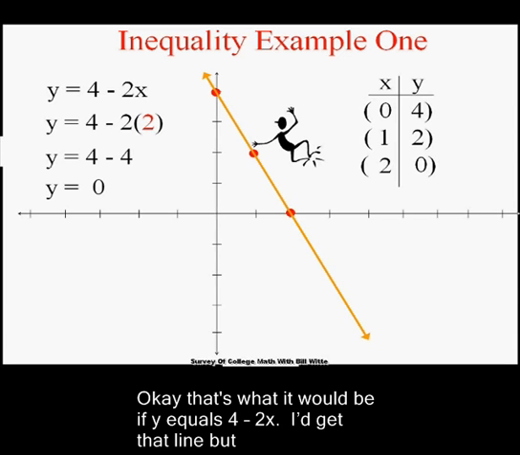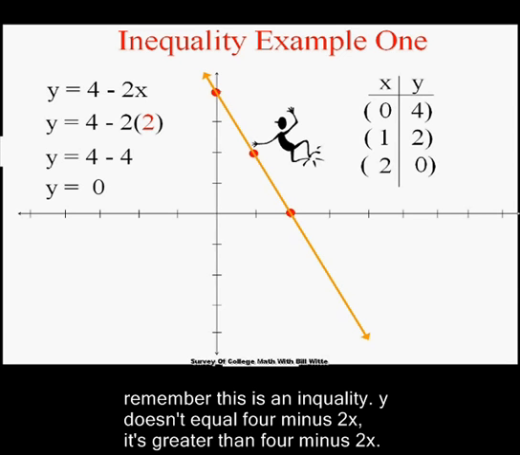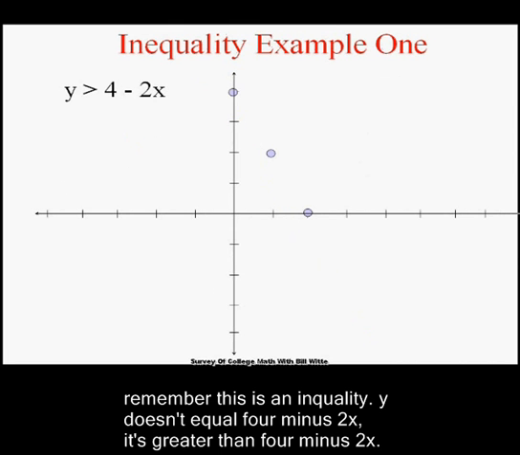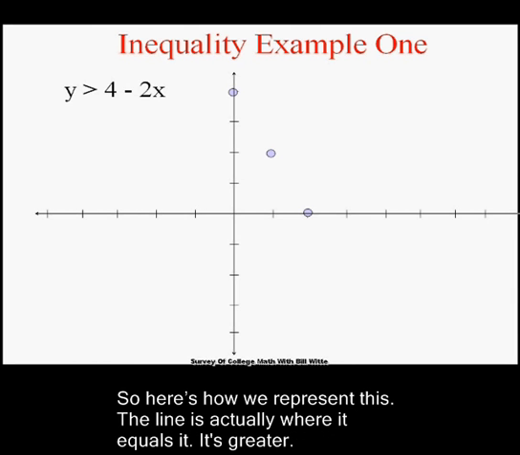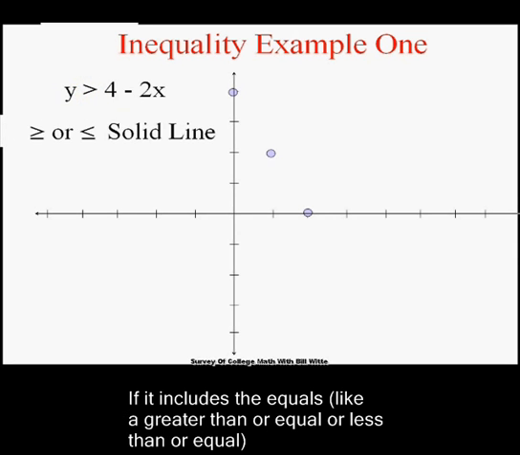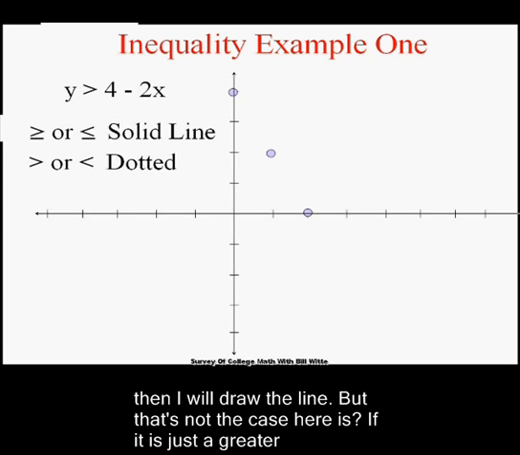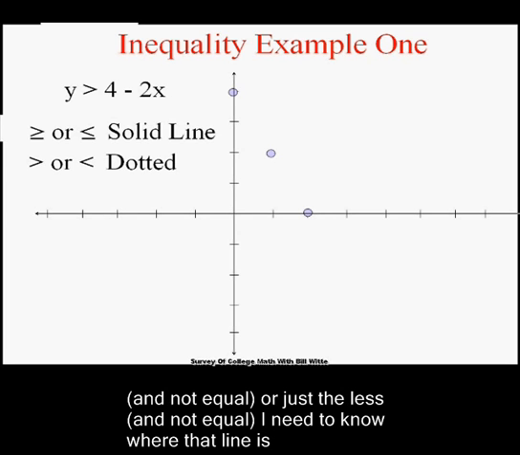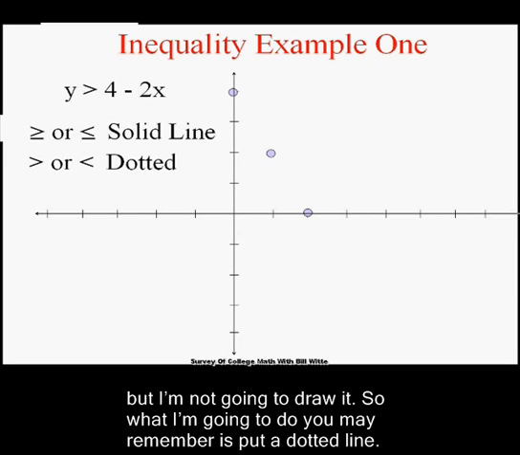I'd get that line. But remember, this is an inequality. y doesn't equal 4 minus 2x. It's greater than 4 minus 2x. So here's how we're going to represent this. The line is where it equals. If it includes the equals, like a greater than or equal or a less than or equal, then I will draw the line. But that's not the case here, is it? If it's just a greater and not equal, or just a less and not equal, I need to know where that line is, but I'm not going to draw it. So what I'm going to do, you may remember, is put a dotted line.